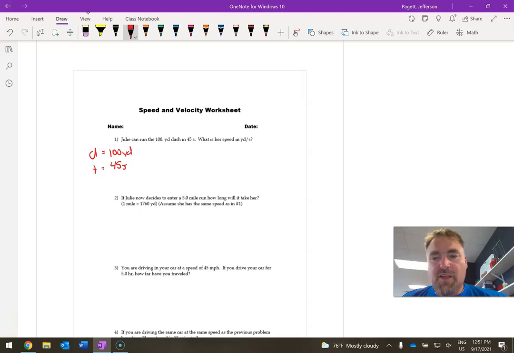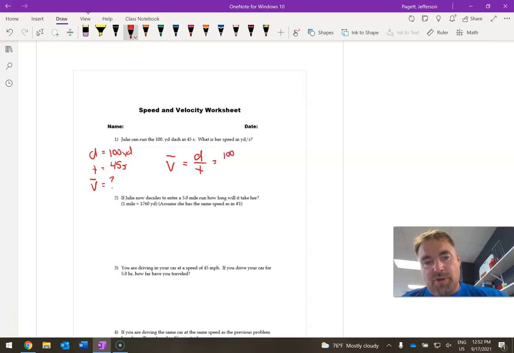So what's our speed? Now, in our GUESS method, we write down our givens. We write down what we're looking for, our unknown. Then we have to go find an equation. Conveniently, there's an equation. V average is equal to d over t. And since we want our speed, we're going to use our distance divided by the time.